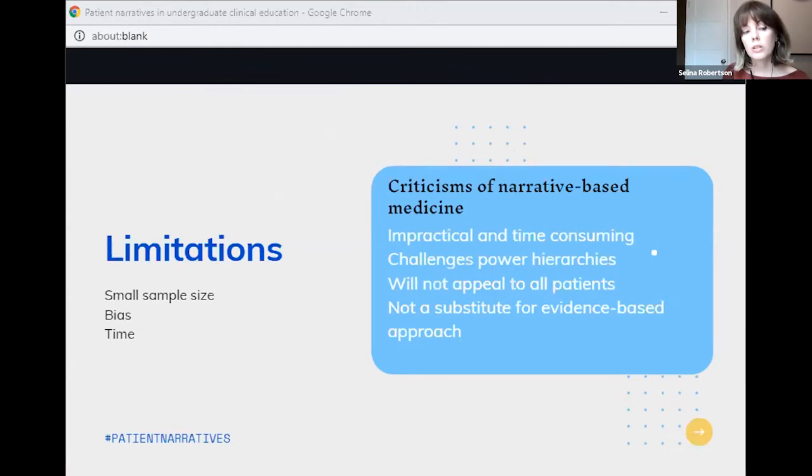And of course, time. Because I was doing this in my second and third year as an undergraduate, I wasn't able to increase the sample size beyond that. I just didn't have the time or the scope.